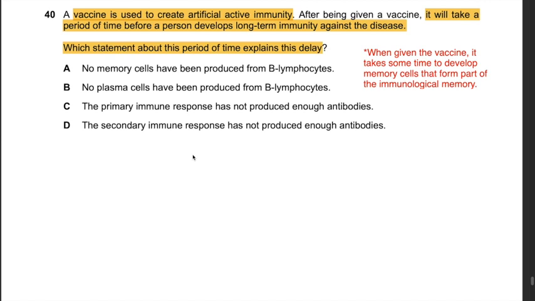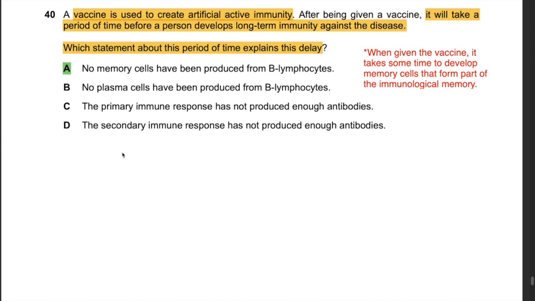When given the vaccine, it takes some time to develop memory cells that form part of the immunological memory. Hence, the delay is mainly due to no memory cells being present, because the body should carry out its own immune response in order to fight the pathogen that is injected through vaccination. It could be a live organism or it could be a dead strain of pathogen. Therefore, since no memory cells are produced yet, the body will take some time to fight the pathogen, and that causes the delay. Hence, the answer is A. No memory cells have been produced from B lymphocytes.